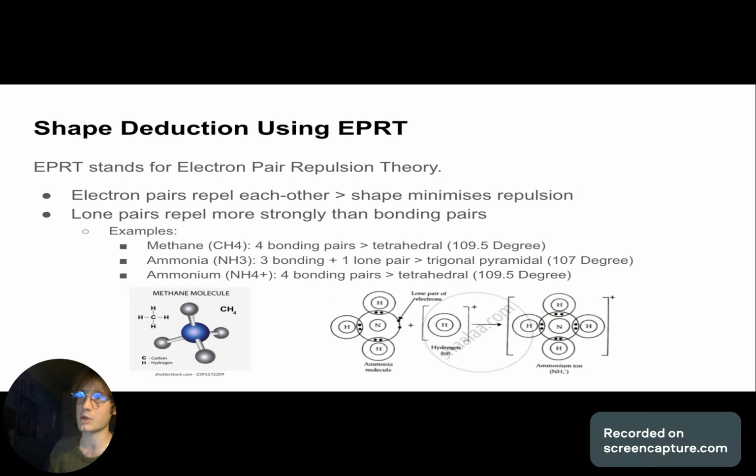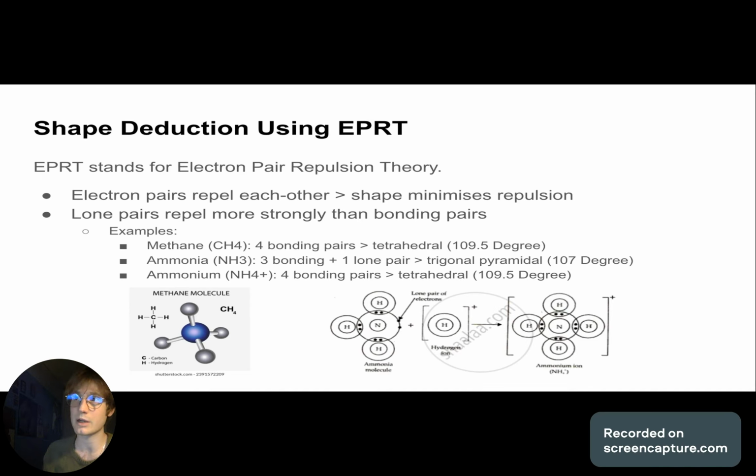Alternatively, we have ammonia. Nitrogen has 5 outer electrons. These are used in bonds with hydrogen, having 1 lone pair. We now have 3 bonding pairs and 1 lone pair. The lone pair then pushes the bonding pairs close together, pushing the angle down to around 107 degrees, and this gives the bond a pyramid shape.